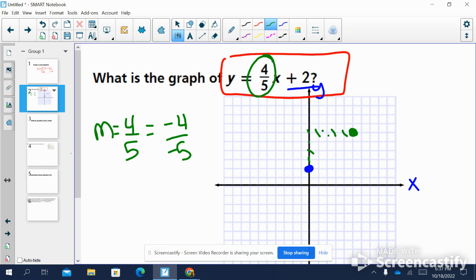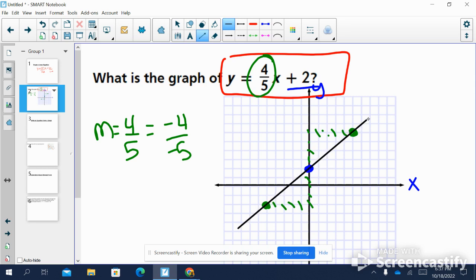Again, I said I could go down 4, so if I had done that from that blue point, I go down 1, 2, 3, 4, but since I'm going in the negative direction, I must go in the negative direction 5. 1, 2, 3, 4, 5. You will see that these will line up, and I can draw a line that goes directly through those 2 points or 3 points. That's the third step, to draw a line between the points and extend them with arrows. And that is how you graph a line from slope-intercept form.